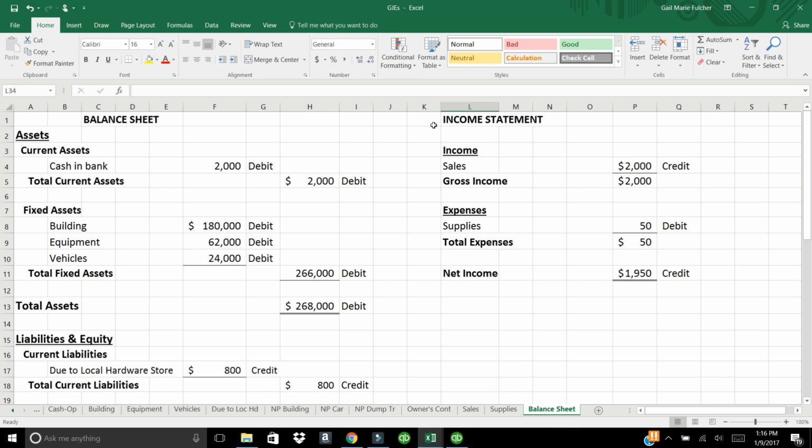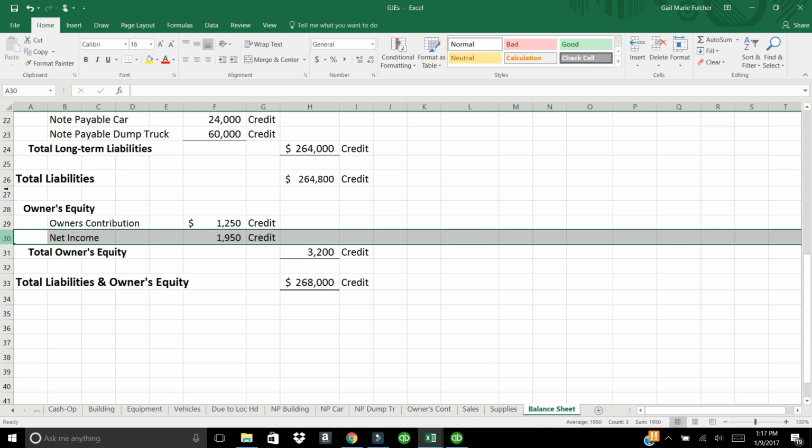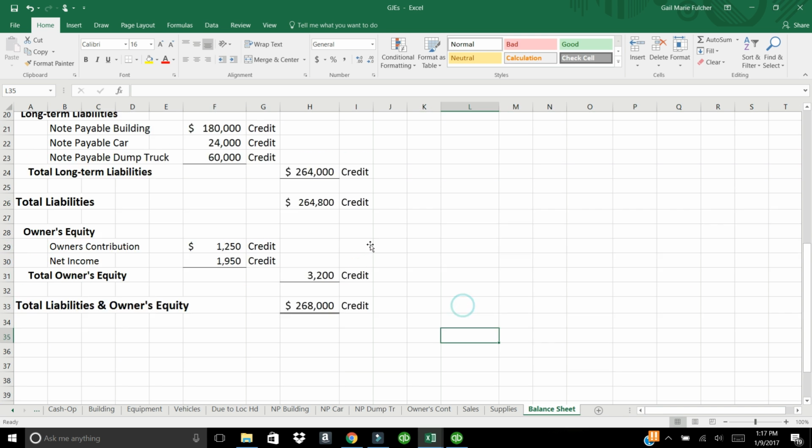All right, then let's take a look at the income statement real quick. Our income, sales are $2,000, expenses are $50, so our total net income is $1,950, and that's a credit. So that flows through to our balance sheet as net income, $1,950.